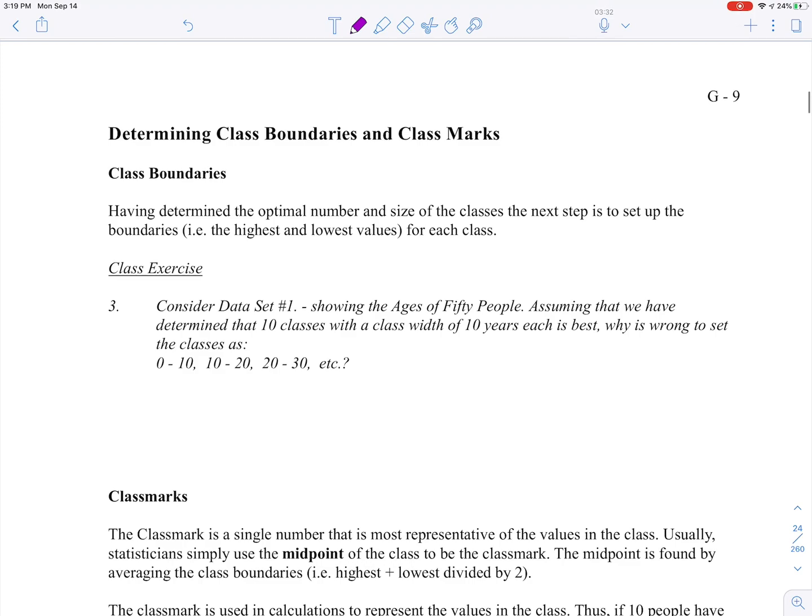And I think that's where we're going to end today. The next time, we're going to take a look at determining class boundaries and class marks and building the rest of the table.